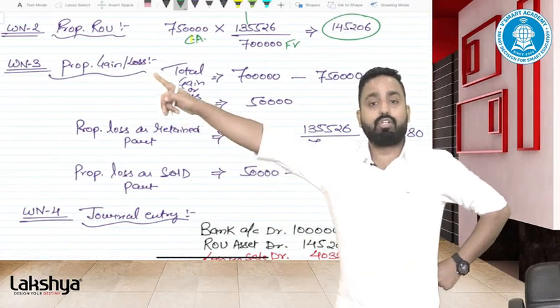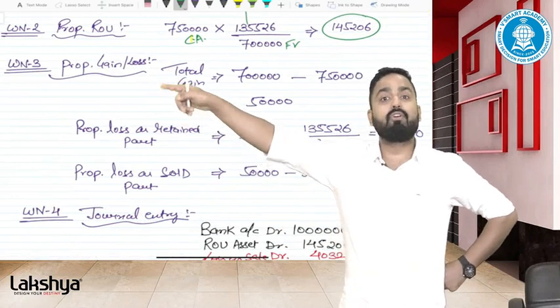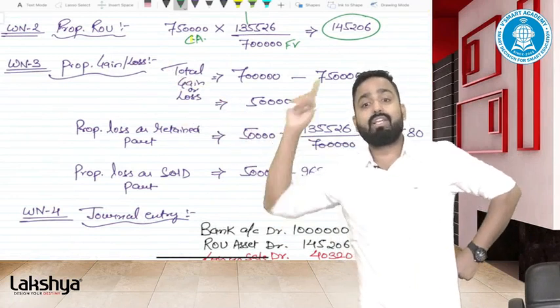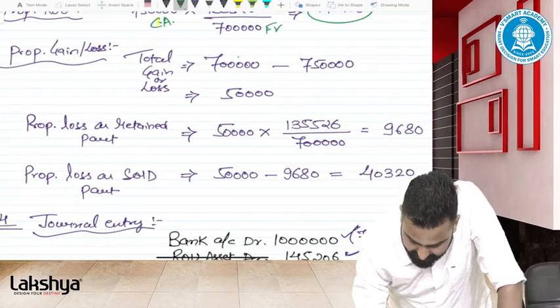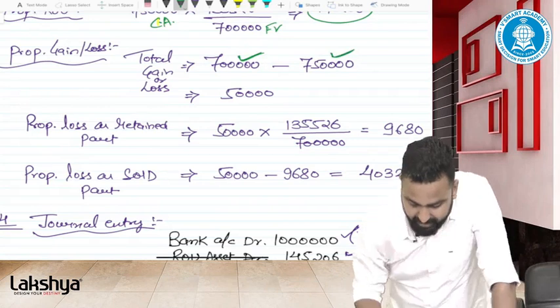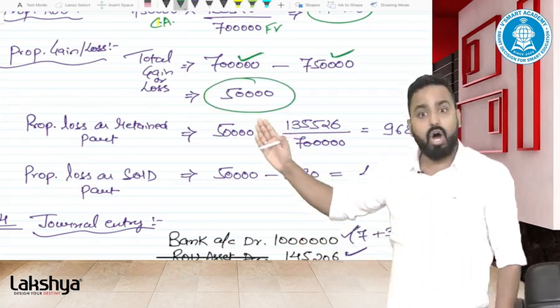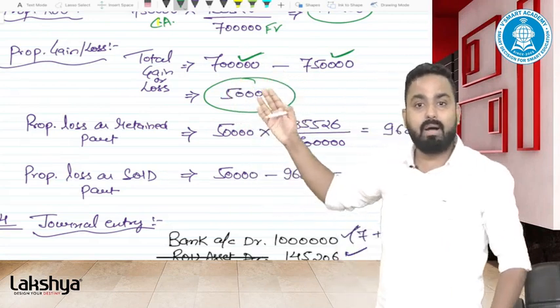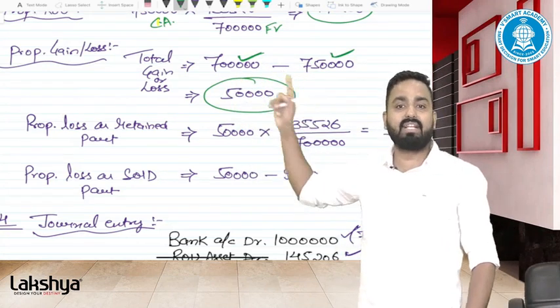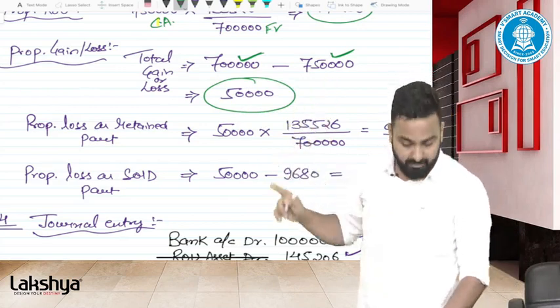The third working note, which should be the booking of gain. First of all, we should calculate the total gain. What is the total gain? The total gain is 7 lakh minus 750. Oh, here is a loss. No gain. There is a loss. How will the loss come? 7 lakh is the fair value minus 750.